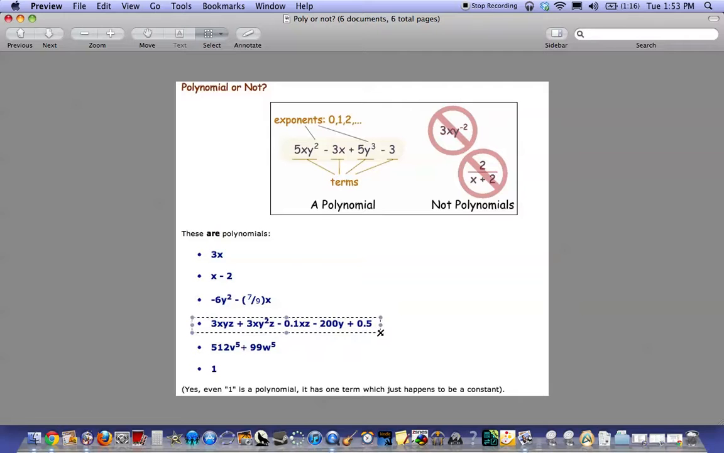Here we actually have what's known as a quintinomial, or a polynomial with 5 terms. You have 3xyz as one term, 3xy squared z as another, 0.1xz as another term, 200 as another term, and 0.5 as another term. Then down below we have a binomial once again. And yes, 1 is a polynomial. It has just one term, which is a constant, and that is the number 1. Number 1 is a constant, and so yes, it counts as a term for a polynomial.